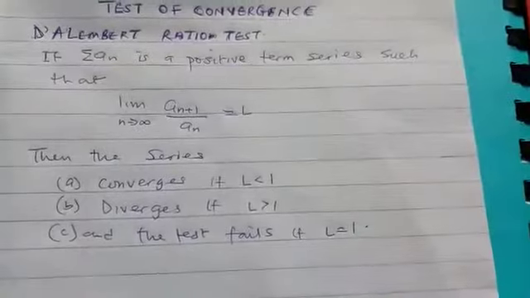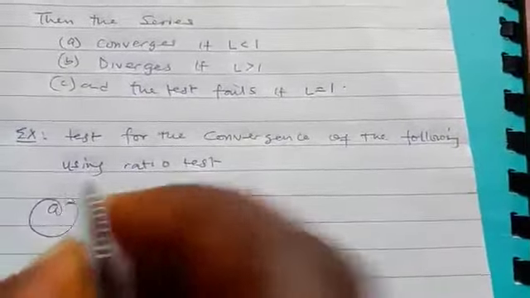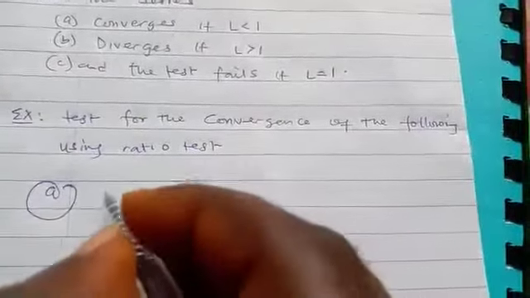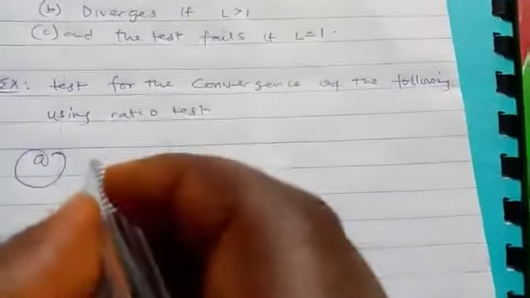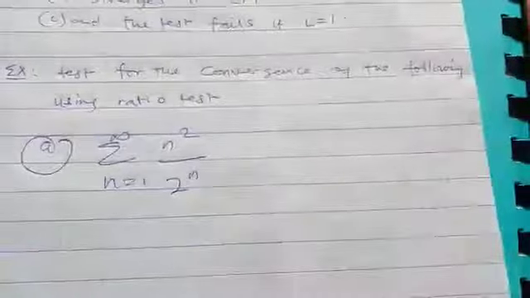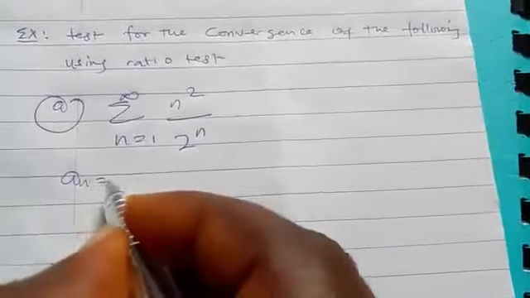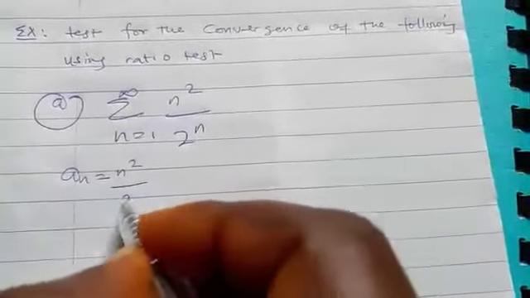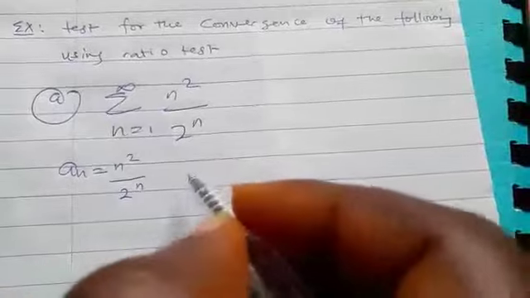So let's take an example on this test. Test the convergence of the following series using the ratio test. The first one, we'll consider this series: n squared over 2 raised to power n. So in this case, our a_n is n squared over 2 raised to power n.